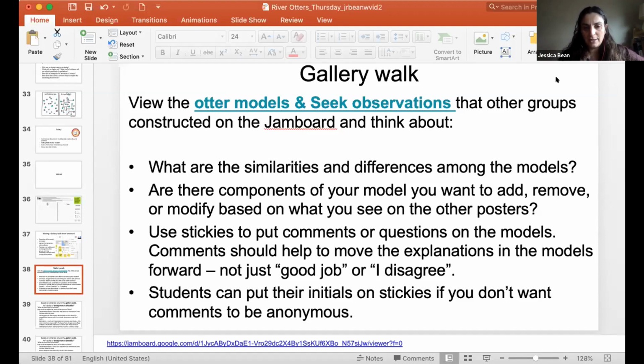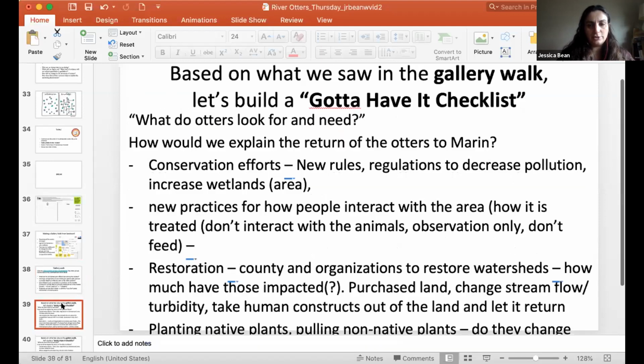There was also a comment about using different color stickies. You could decide that a certain color is the color that you're using for the gallery walk so everyone can see what the new comments are more easily. And then there was some great discussion at the end too about how we could do breakout rooms, right? And students work and process the information on the other posters in groups before coming back together to generate our checklist, right? Because then we started building our gotta-have checklist.